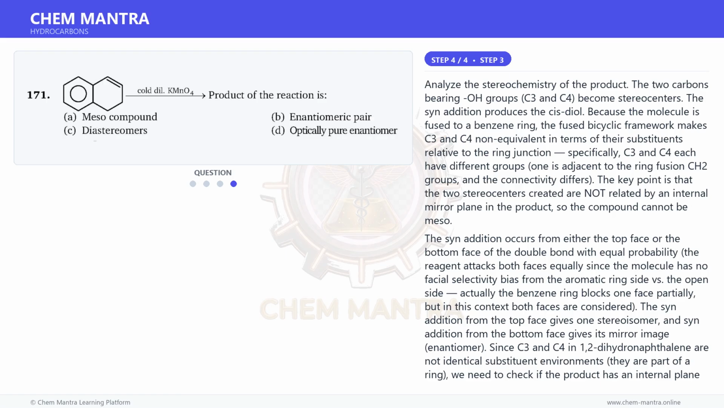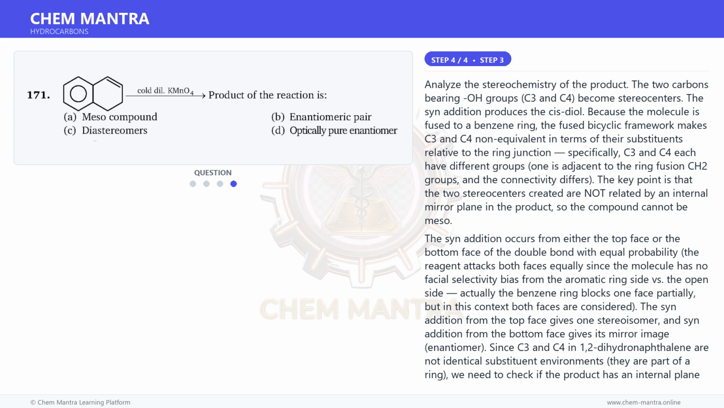Because the molecule is fused to a benzene ring, the fused bicyclic framework makes C3 and C4 non-equivalent in terms of their substituents relative to the ring junction. Specifically, C3 and C4 each have different groups. One is adjacent to the ring fusion CH2 groups, and the connectivity differs. The key point is that the two stereocenters created are not related by an internal mirror plane in the product, so the compound cannot be meso.